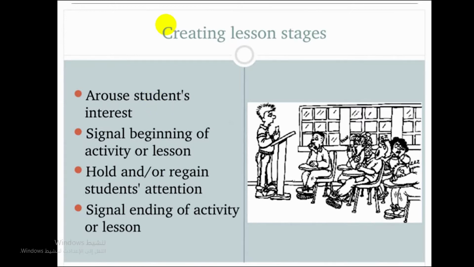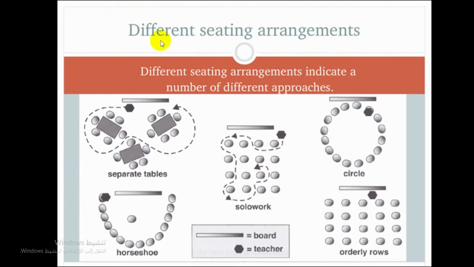Here, if I ask you about the different sitting arrangements, we have more than one sitting arrangement the teacher can use in the classroom according to the situation and the lesson. Here we have separate tables, or the teacher can use solo work, circle, orderly rows or horseshoe. Yes, here, the shape of the classroom that the teacher can use with his or her students.